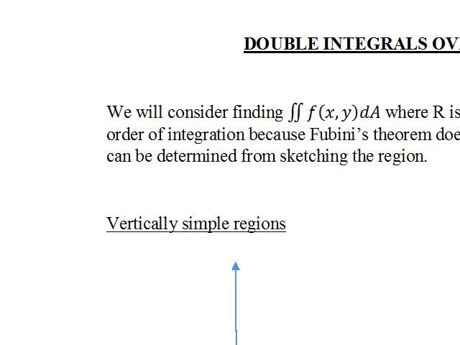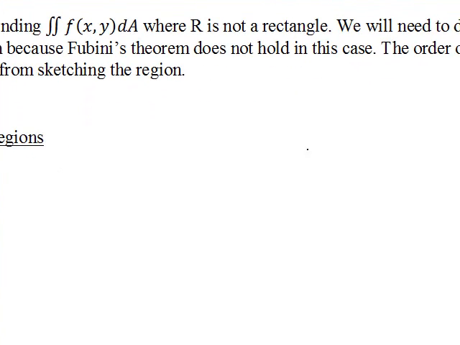In this case, the order of integration is very important. You cannot just switch like we did before over rectangles. Fubini's theorem, that was why the switch took place, does not hold in this case. Okay? How do we get the order of integration? You have to sketch the region. So get ready to start graphing regions using your calculator to graph these. Okay? But first, I need to explain the regions to you.